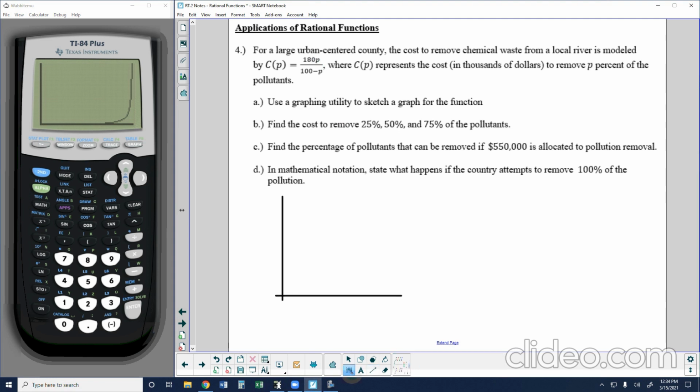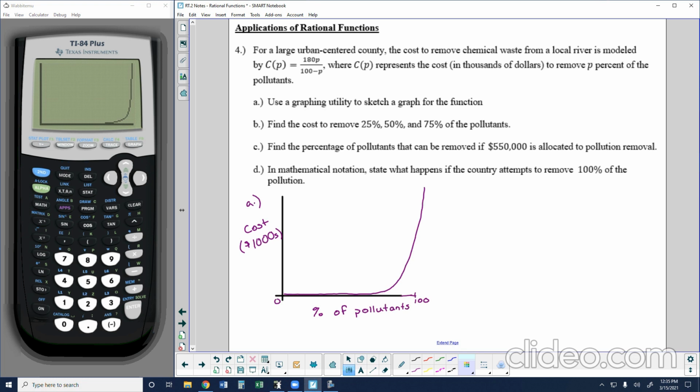So part A, we're going to sketch a graph. We want to make sure that we label our graph. The vertical axis represents cost, and this is in thousands of dollars. The horizontal axis represents percent of pollutants that's going to be removed. I'm going to sketch a line showing that there's a horizontal asymptote at y equals 0. And it does look something like this. So I'll extend my graph a little bit, but we went from 0 to 100 on the x-axis.